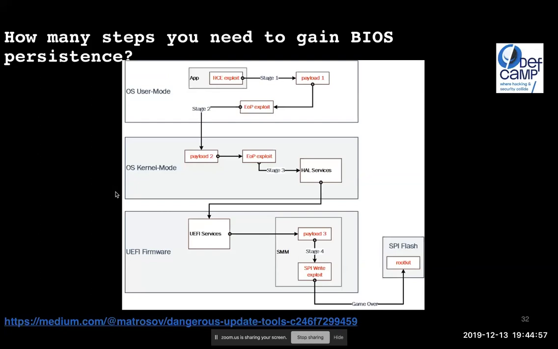But let's talk about how many steps you need to gain persistence on the BIOS. And actually, it's not easy. There are two ways you can do it. You can do it as a supply chain attack with physical access, if you have physical access to the SPI Flash. In some environments it can work, in some not: you can just update the SPI Flash memory with a new BIOS, and then it can boot with malicious stuff inside.